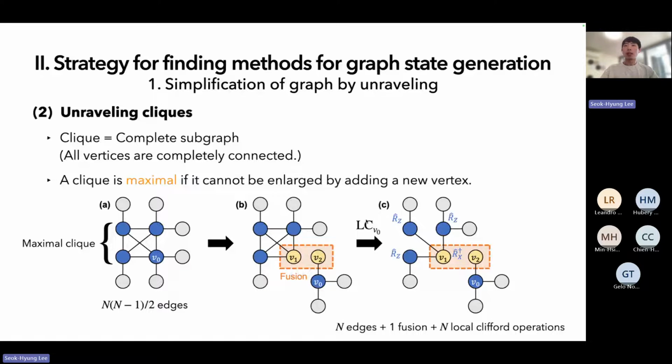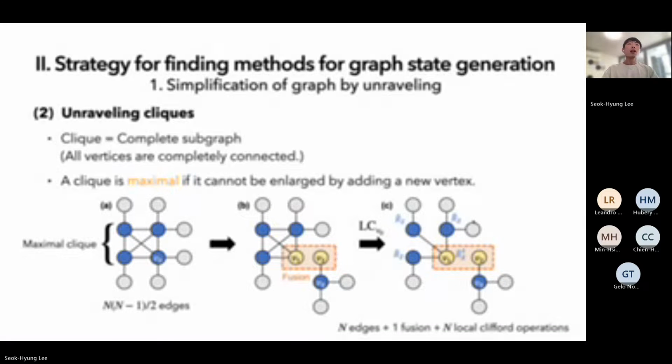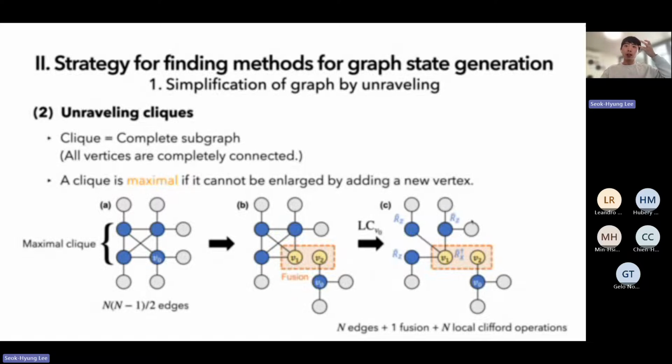And then we apply the local complementation with respect to this vertex. Then it becomes this one with some additional local Clifford operations. So overall, the initial n times (n minus 1) over 2 edges is now reduced to n edges and additional 1 fusion and n local Clifford operations, which is much easier to implement. And so these two are unraveling schemes that we have currently.